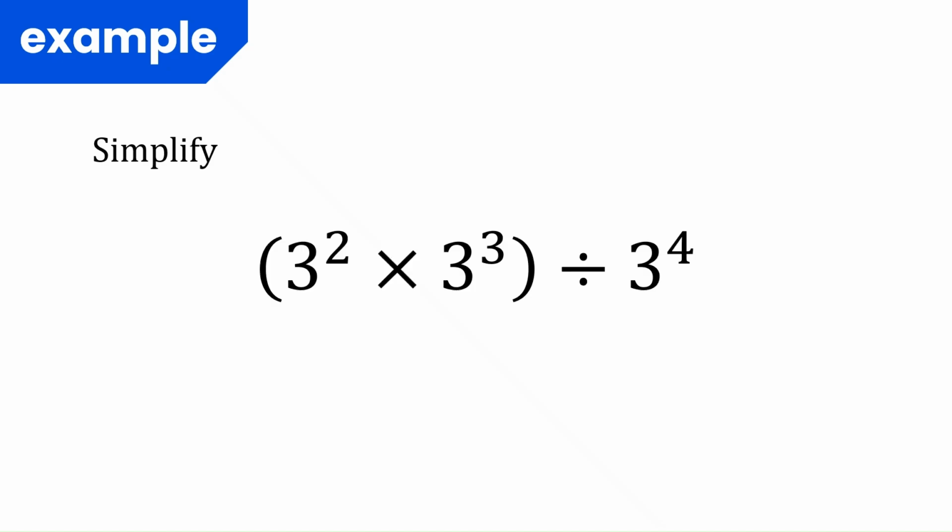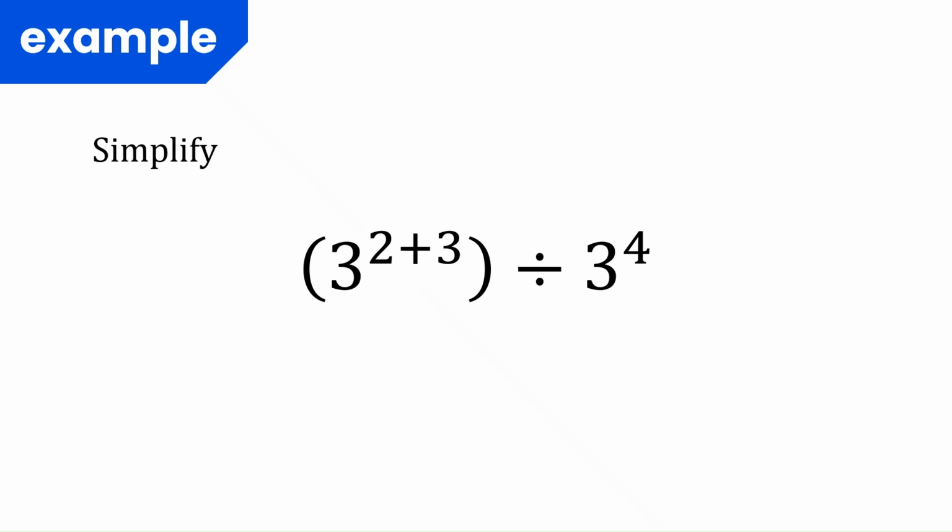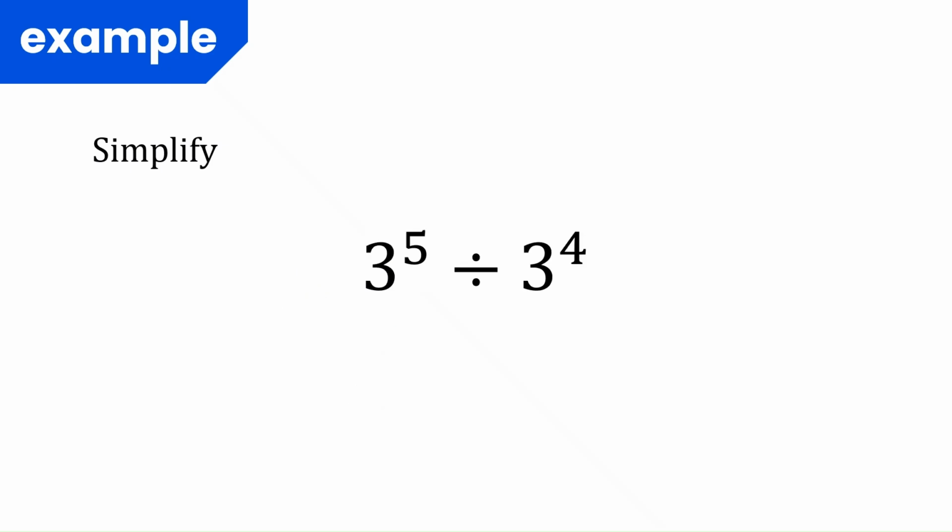Let's do a quick example. Simplify 3 squared times 3 cubed, all divided by 3 to the power of 4. From BIDMAS we know that we need to deal with the bracket first. We need to simplify 3 squared times 3 cubed. Well, from the multiplication law we know we can add the powers together. So 2 plus 3 equals 5, so we have 3 to the power of 5. Now we're left with 3 to the power of 5 divided by 3 to the power of 4. We're left with the division law, so we need to subtract the powers. 5 minus 4 equals 1, so our final answer is 3 to the power of 1, or just 3.